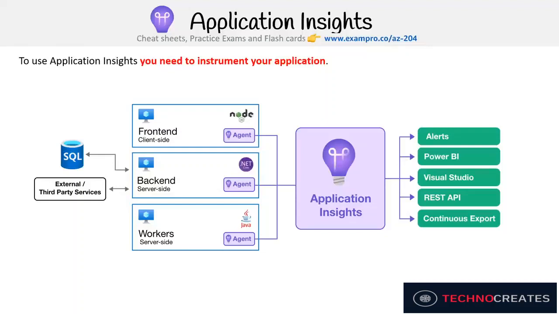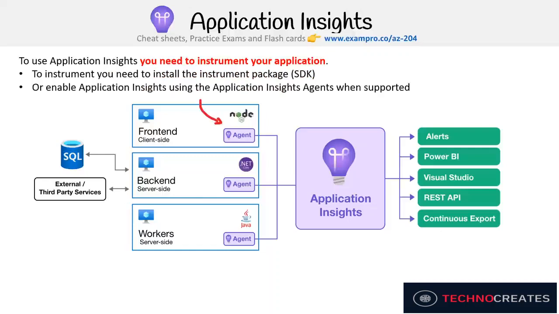And when we say instrument, it just means install this piece of code that runs on it to send data back to Application Insights. And the idea is that when you instrument it, you're just installing the instrument package SDK, or in some cases, you can just turn it on where it's supported. So you don't necessarily have to install an app. You might just press a button and it will install it within Azure services.